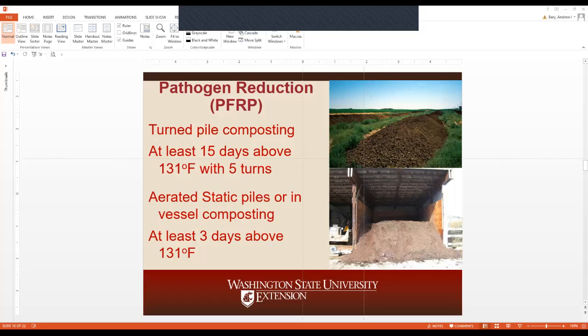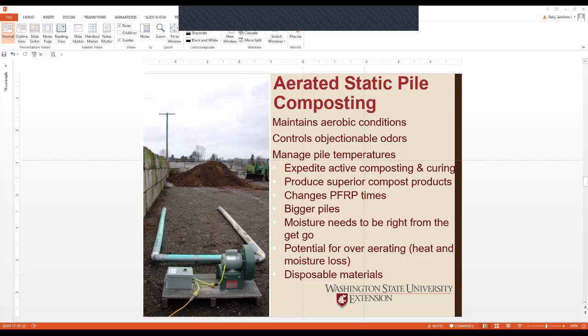So you need to be monitoring your temperature as well as your moisture content, because both of these can play a role in your compost pile. Or we have an aerated static pile, where we provide air coming out the bottom, blowing up through the pile. For that, we need 3 days above 131 degrees for proper composting for pathogen reduction. So we have the two different types: aerated static pile and the turned windrow.